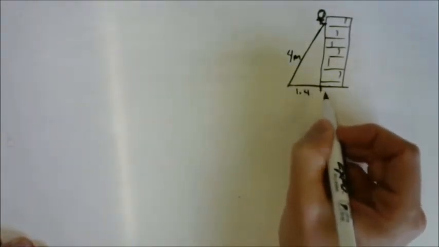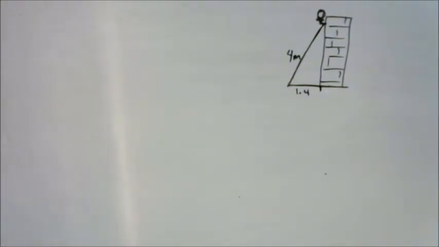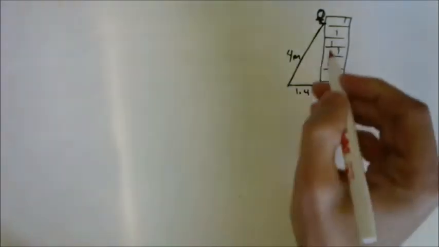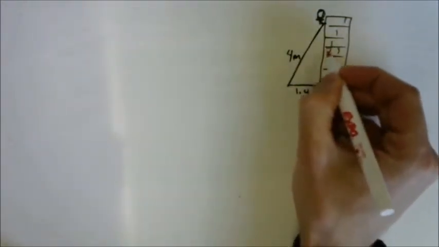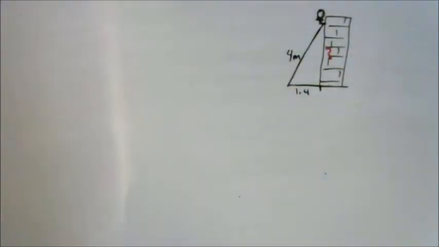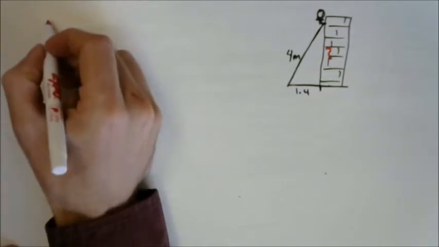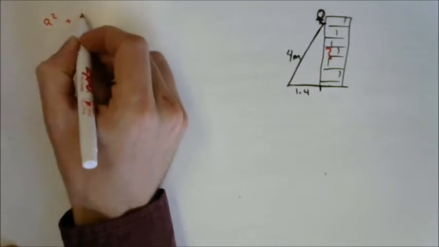Okay? So here we go. Again, we need to find out how high up the wall the ladder reaches. So we're trying to find this length. And we're going to label our sides so that we can use the Pythagorean theorem. What's the Pythagorean theorem again? A squared plus B squared equals C squared.